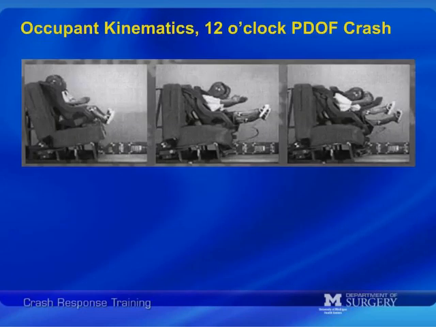So let's think about the occupant kinematics that happens when you're involved in a 12 o'clock principal direction of force crash. What happens is that the car and the seat comes to a stop. The child safety seat continues forward until it's stopped by the belt that's keeping it attached to the seat. The child keeps moving forward until the body is stopped by the shoulder harness. And so the things that continue to go forward are the head and the extremities. And you can see that in this series of photos.